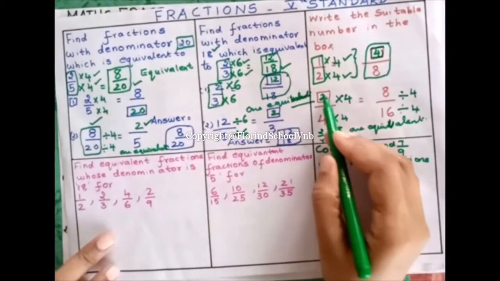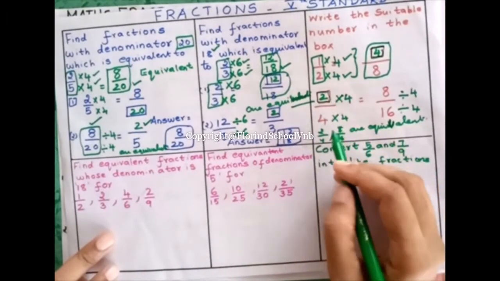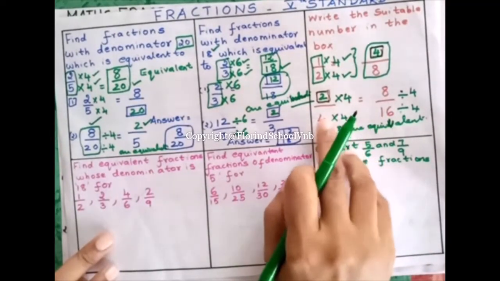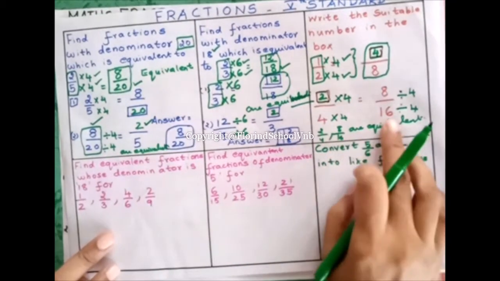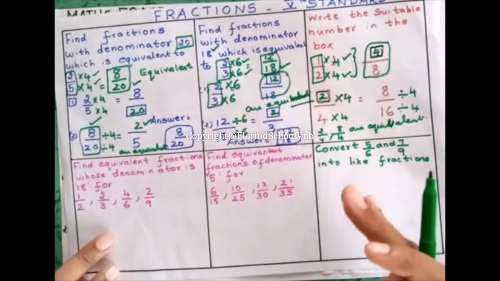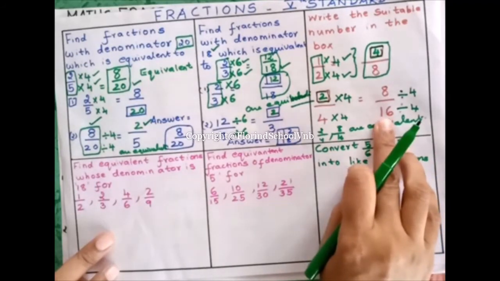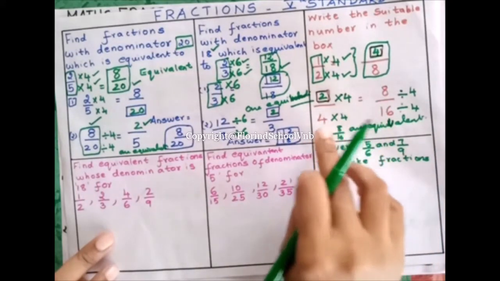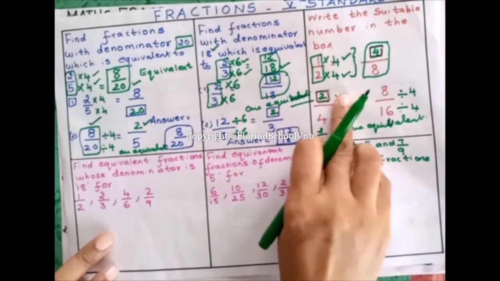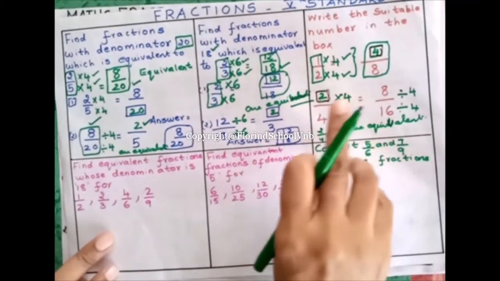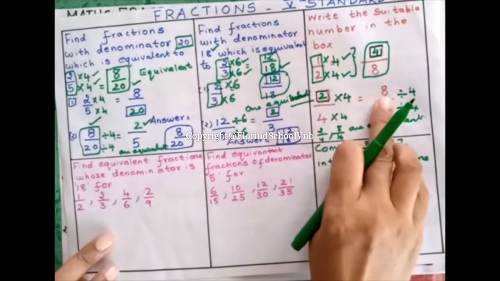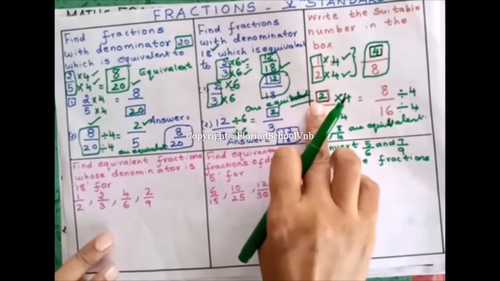Now next, in order to find the numerator here, first say the fourth table. Denominator is 4. So say fourth table to get 16. 4 ones are 4, 2 fours are 8, 3 fours are 12, 4 fours are 16. So when you multiply the denominator by 4, you get 16. The same way you have to multiply the numerator also by 4. So with what number will you multiply 4 to get 8? 2 fours are 8. So write 2 in the box.